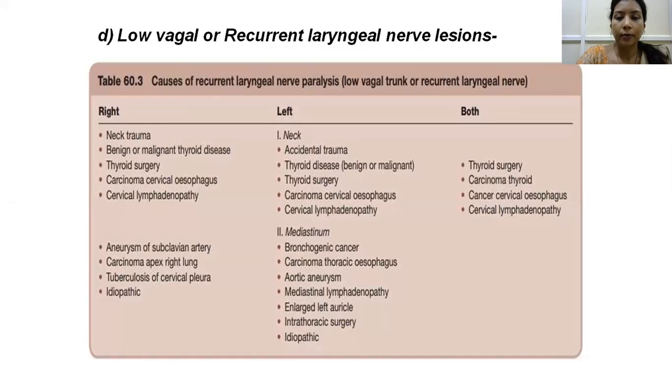So when there is a combined, or both-sided, bilateral laryngeal paralysis, this can be commonly seen in conditions of iatrogenic thyroid surgery injuries, carcinoma of the thyroid, carcinoma of the cervical esophagus, and bilateral cervical lymphadenopathies. So this can cause both the right and left recurrent laryngeal nerve paralysis.